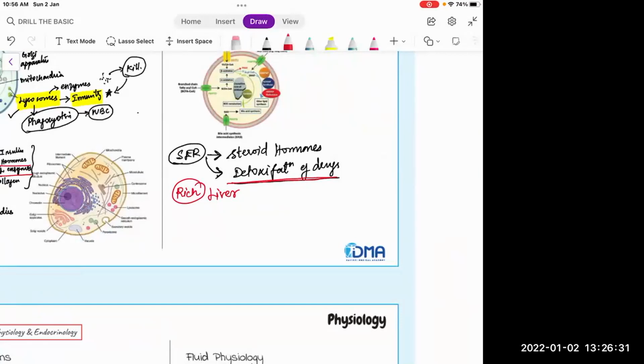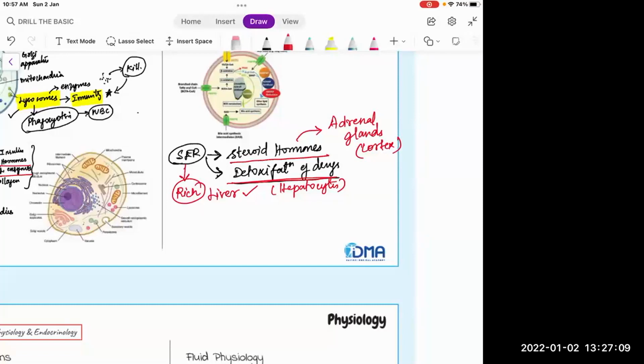Detoxification is mediated by the organ which you call as a liver. So this liver hepatocytes contains rich source of smooth endoplasmic reticulum. And since it is involved in the synthesis of steroid hormones, it is also rich in adrenal glands, especially the adrenal cortex, which is having its role in the synthesis of glucocorticoids, which are the steroid hormones. So liver and the adrenal gland have rich source of smooth endoplasmic reticulum.